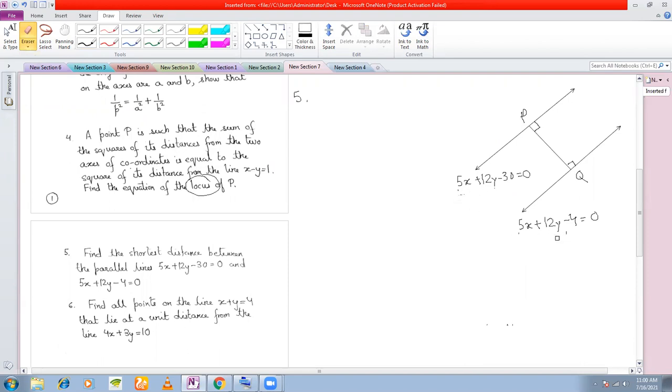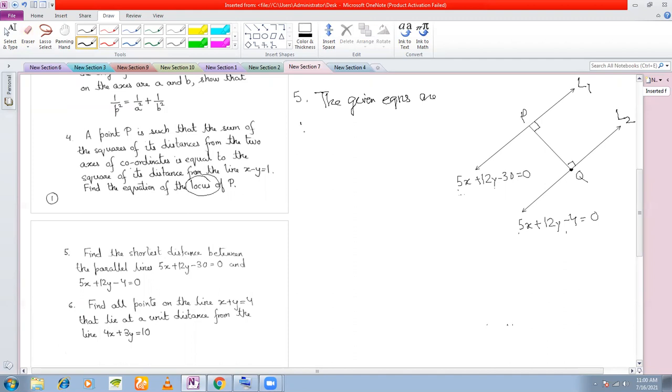Now, what we want to do here is select a point on any of the lines. Let us suppose that I want to select a point on this line. Let us call this line L1 and let us call this line L2. I want to select the point Q. So how do I select the point Q? Let us write the given equations first.